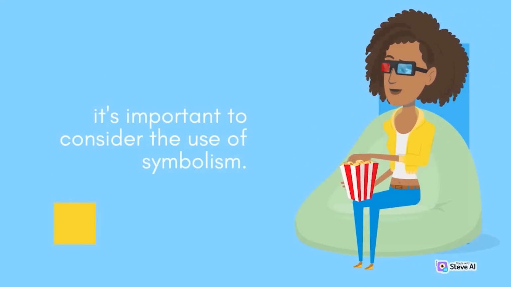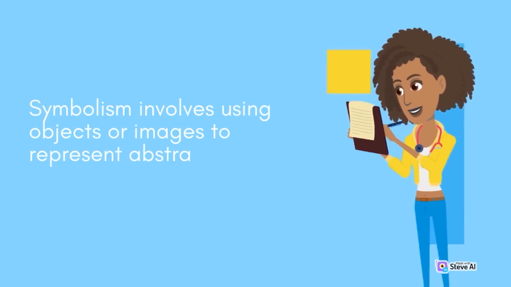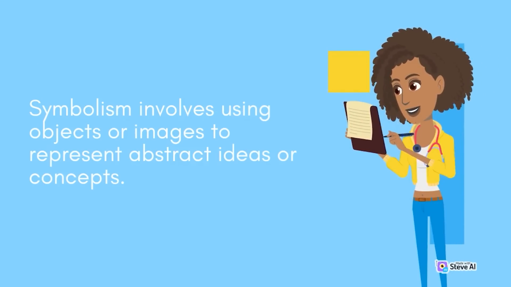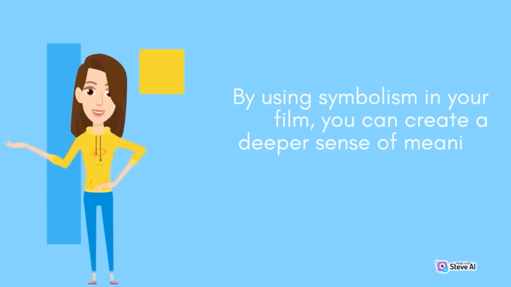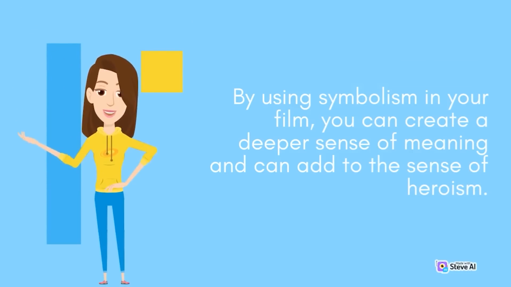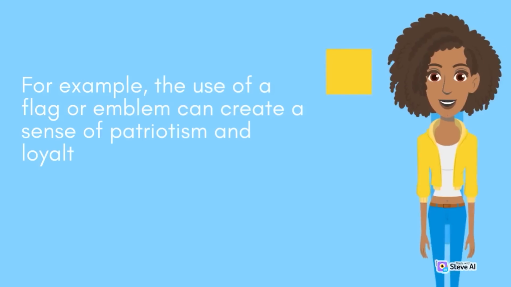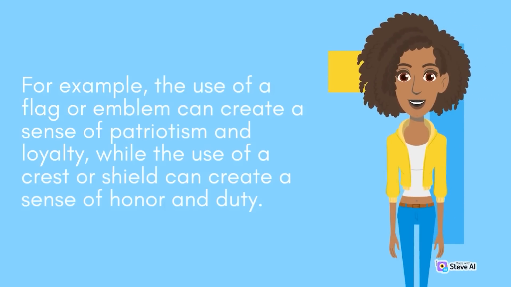It's important to consider the use of symbolism. Symbolism involves using objects or images to represent abstract ideas or concepts. By using symbolism in your film, you can create a deeper sense of meaning and can add to the sense of heroism. For example, the use of a flag or emblem can create a sense of patriotism and loyalty, while the use of a crest or shield can create a sense of honor and duty.